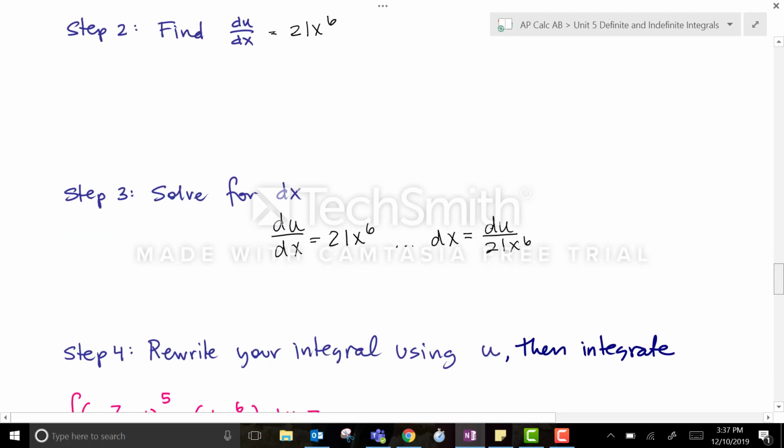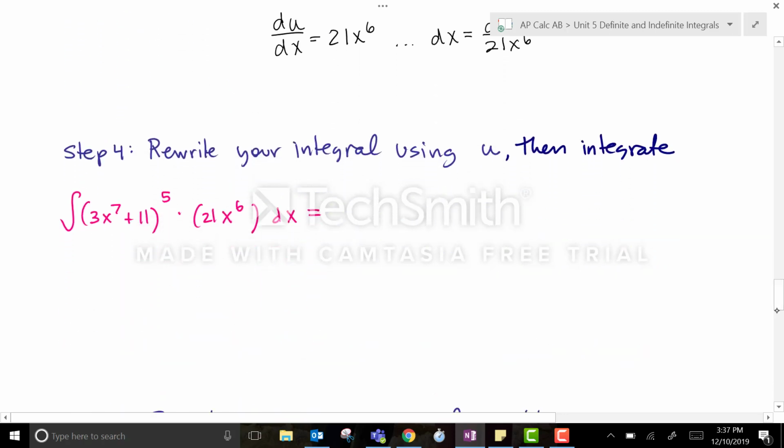Now I'm going to rewrite my integral using that u substitution. So what that means is I said this is going to be u, and I also gave dx another value, and I said that that dx value is du over 21x to the 6th. So what that looks like now is it's still the integral, but now instead of 3x to the 7th plus 11 to the 5th, I'm just writing u to the 5th. We still have 21x to the 6th, but I'm multiplying that by du over 21x to the 6th.